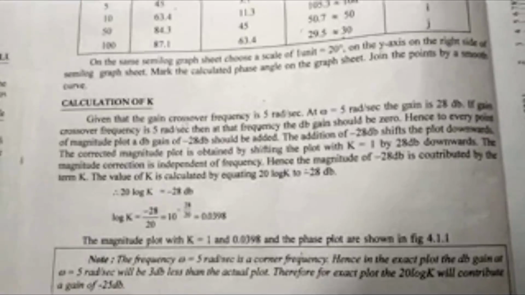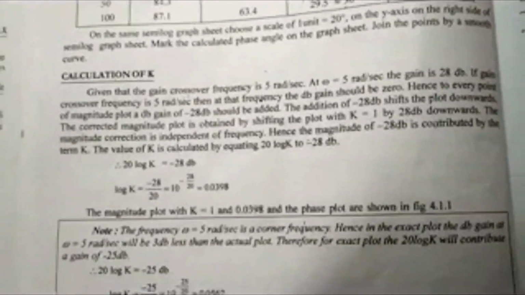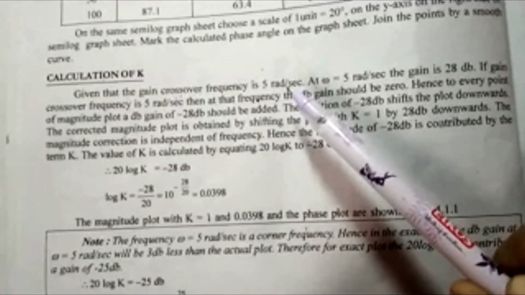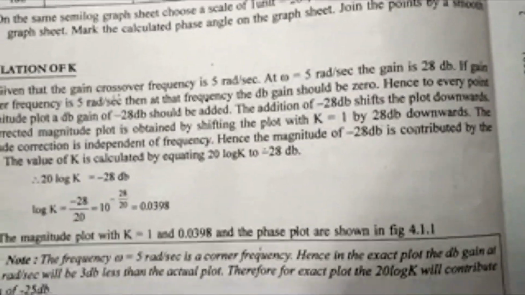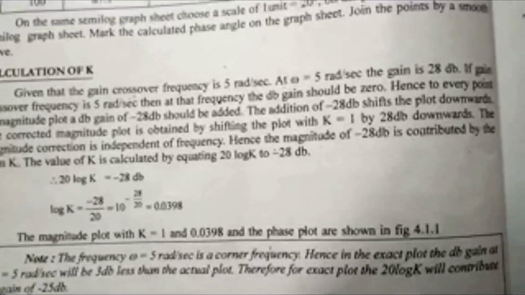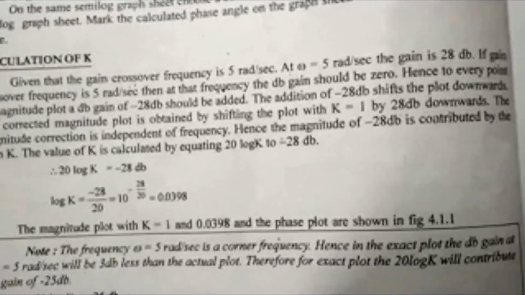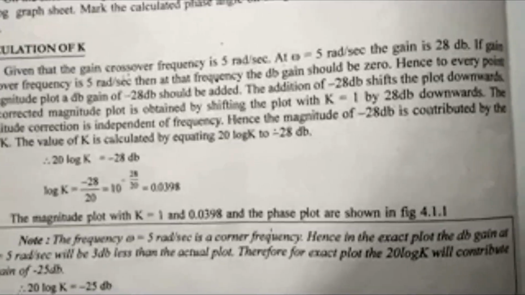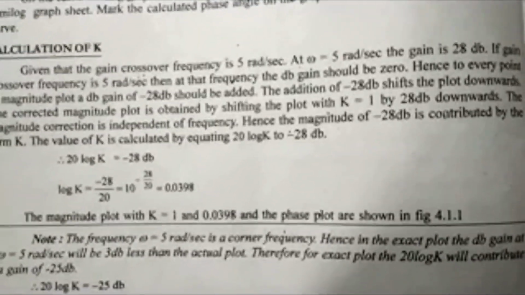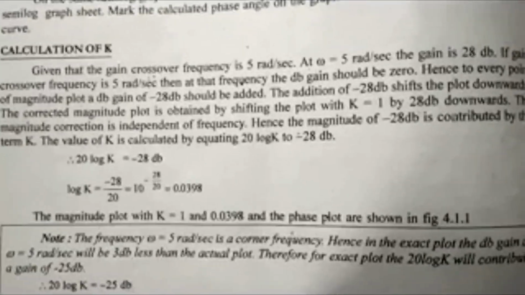Okay, and now the last problem, there is one more step. Calculate the value of K. The gain crossover frequency is given as 5 radian per second. For 5 radian per second, from the graph we have got 28 dB. The magnitude at the gain crossover frequency must be 0, but here it is not 0, it is equal to 28. So 28 becomes 0 when minus 28 is added.